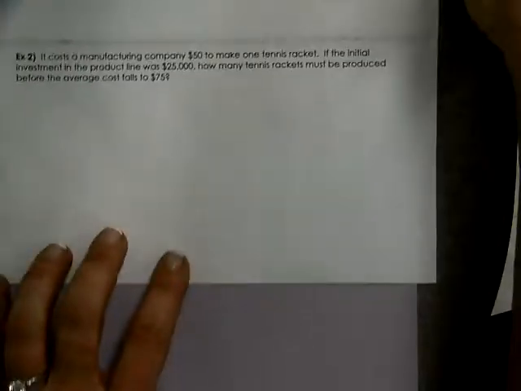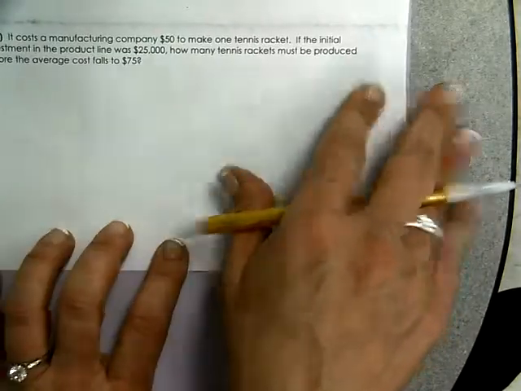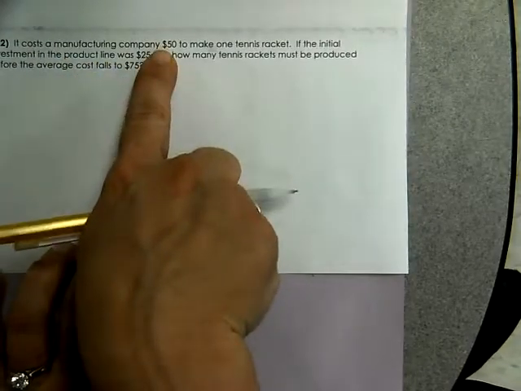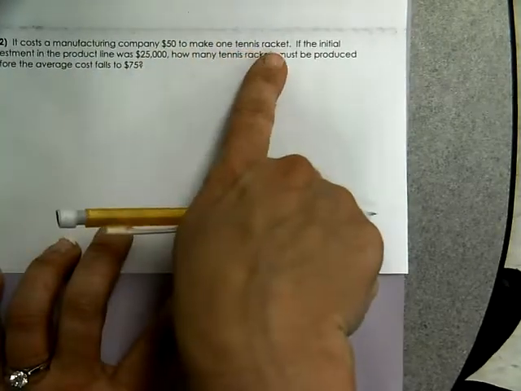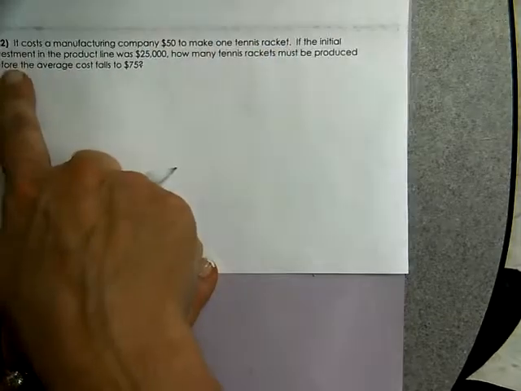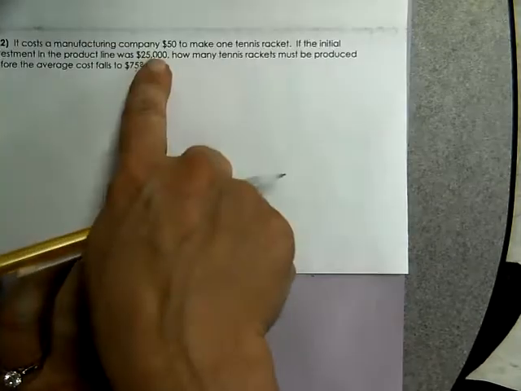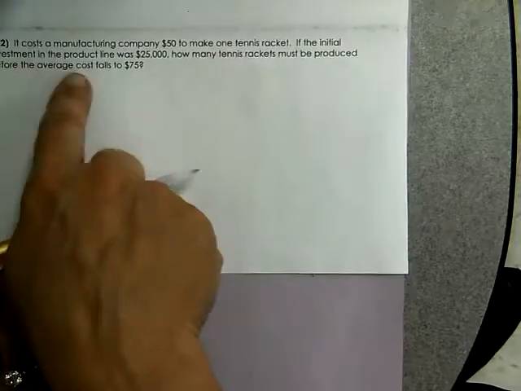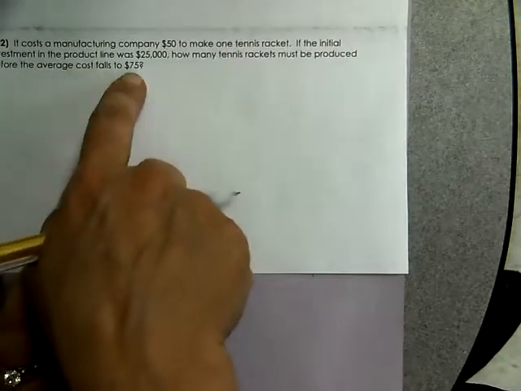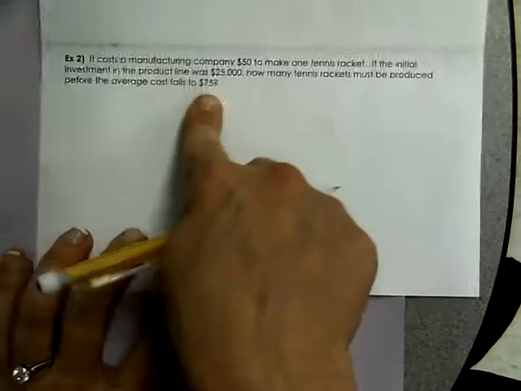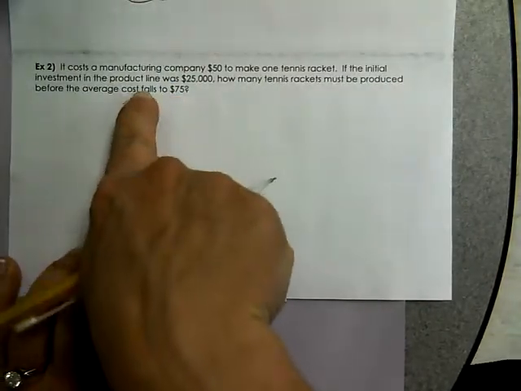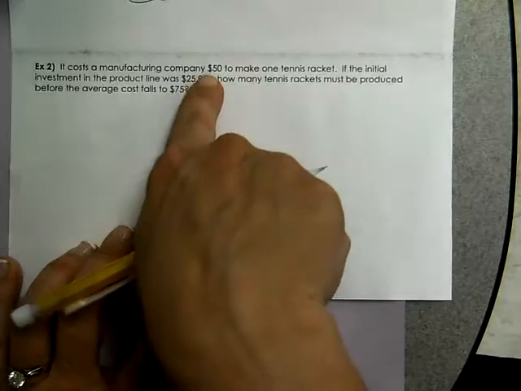The only other thing I want to do before you can start your homework is a problem like example 2. So example 2 says it costs a manufacturing company $50 to make one tennis racket. If the initial investment in the product line was $25,000, how many tennis rackets must be produced before the average cost falls to $75? Now some people start arguing with me and they're like, Miss Lang, this says falls to $75 and you're starting at $50.